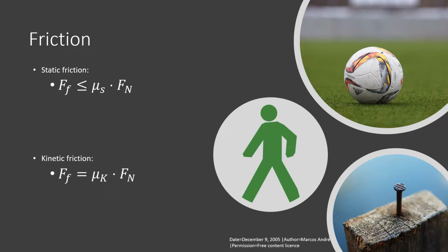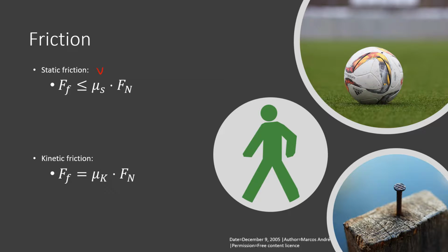During this video, we'll limit ourselves to two cases of friction between solid bodies: static friction, when the two bodies don't move relative to each other, and kinetic friction, when they do move or slide on each other. Let's first consider static friction.